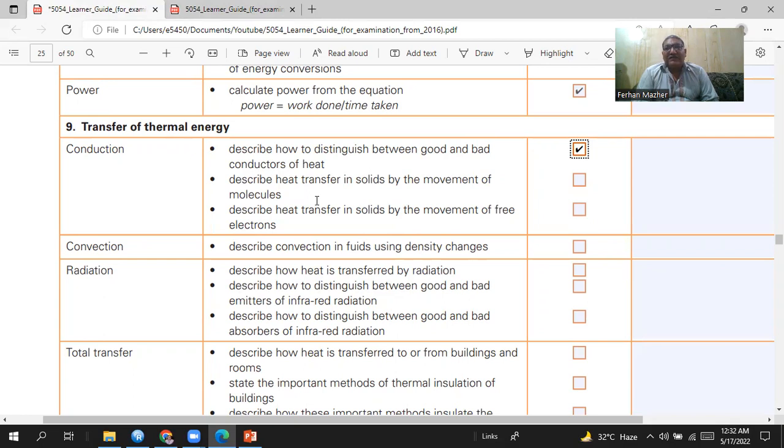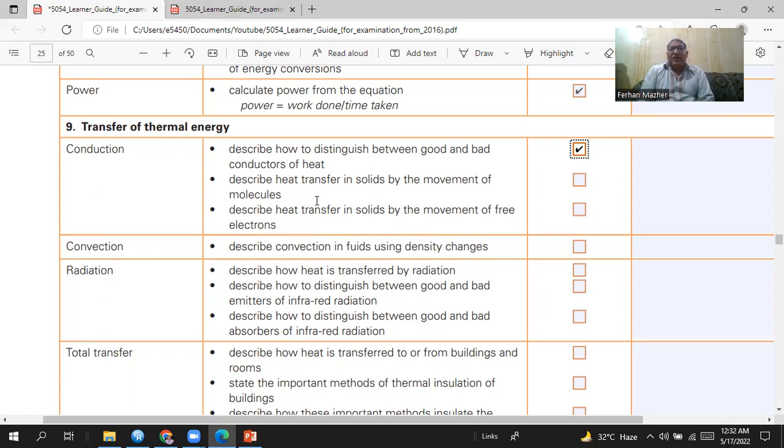The amplitude of their vibration increases. So they collide with their neighboring molecules, and they make their neighboring molecules vibrate vigorously. And so the amplitude of vibration of their neighboring molecules also increases, and they make their neighboring molecules vibrate vigorously. In this way, by the vibration of the molecules, the heat is transferred from the hot end to the cold end. So this is how you describe this method, by the vibration of the molecules.